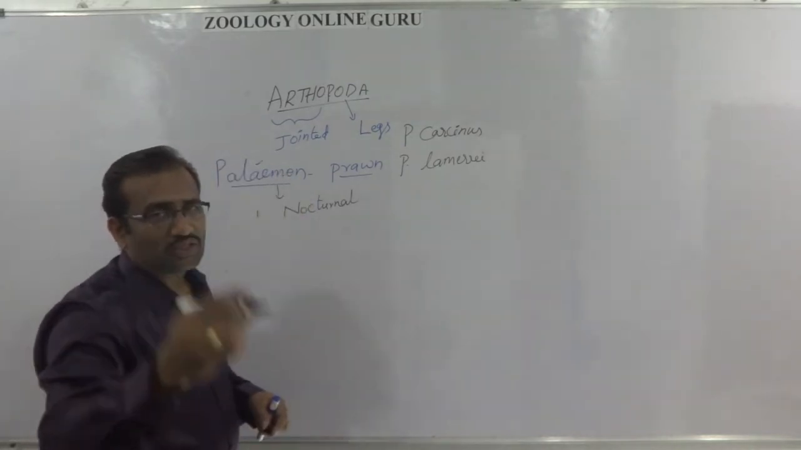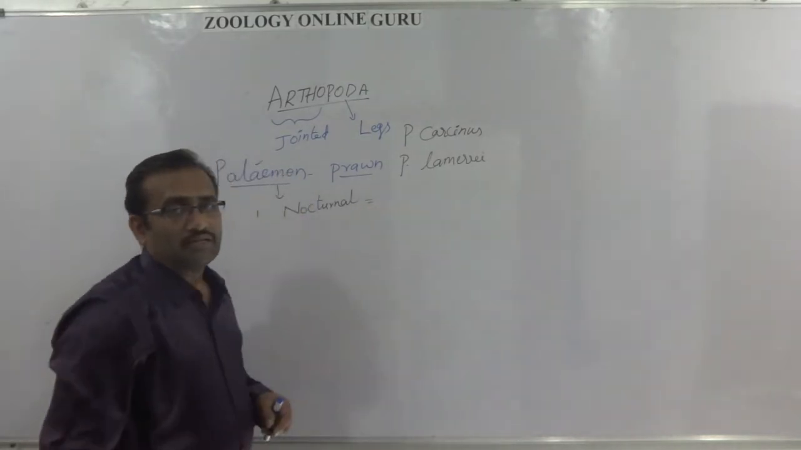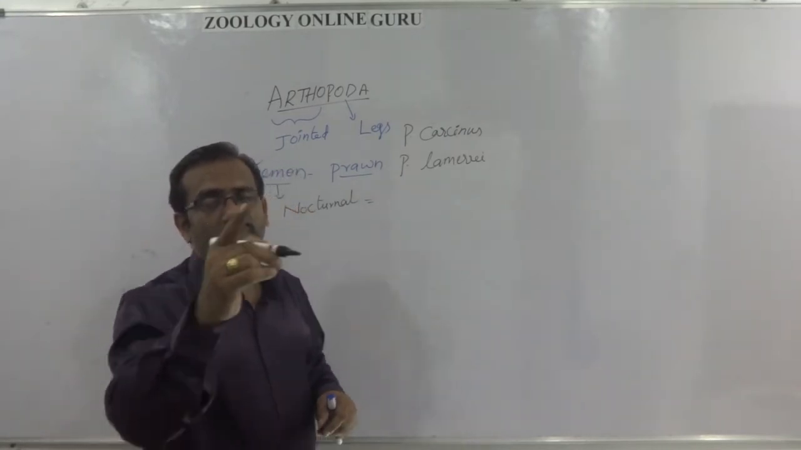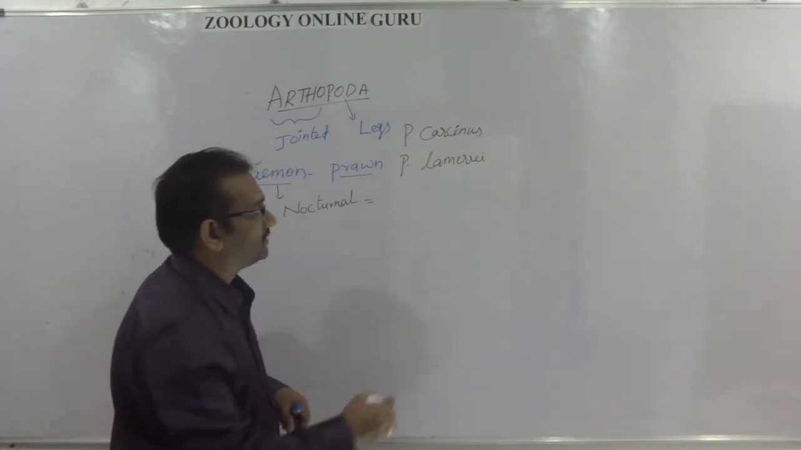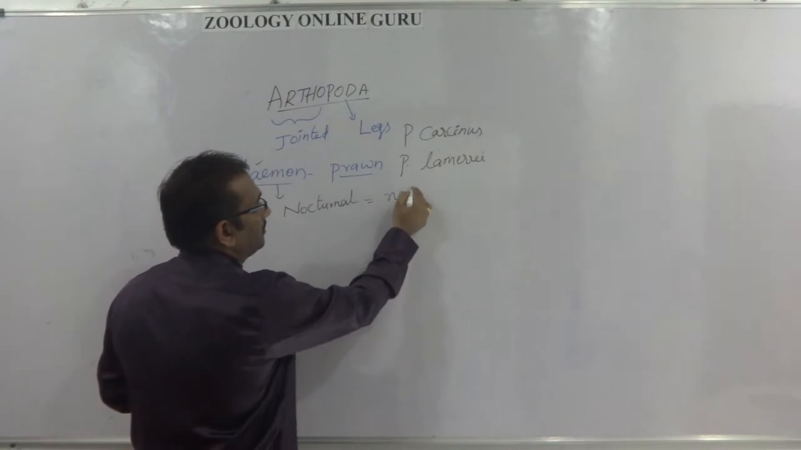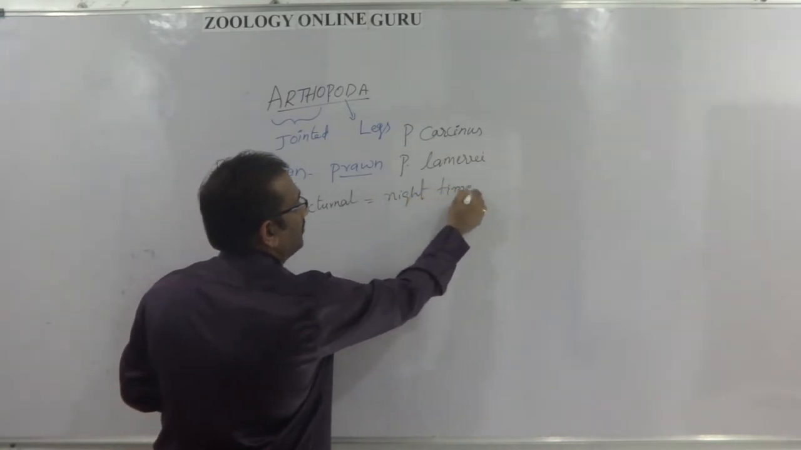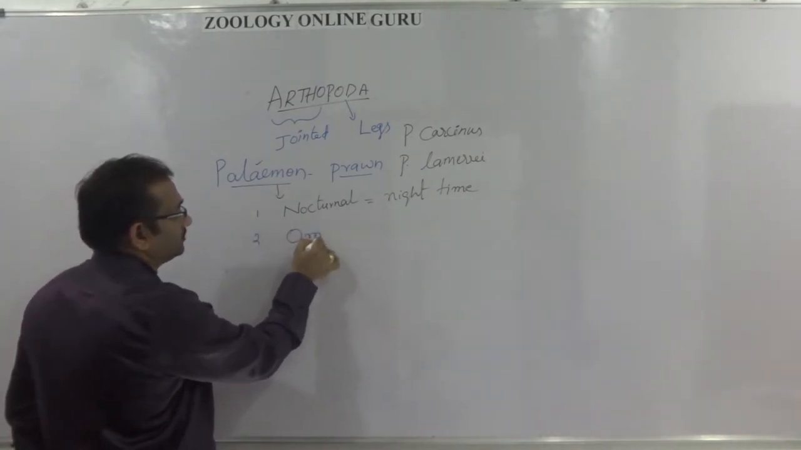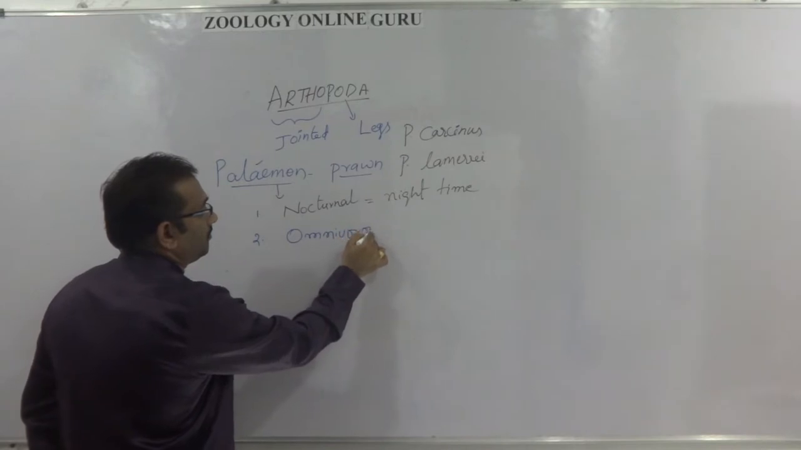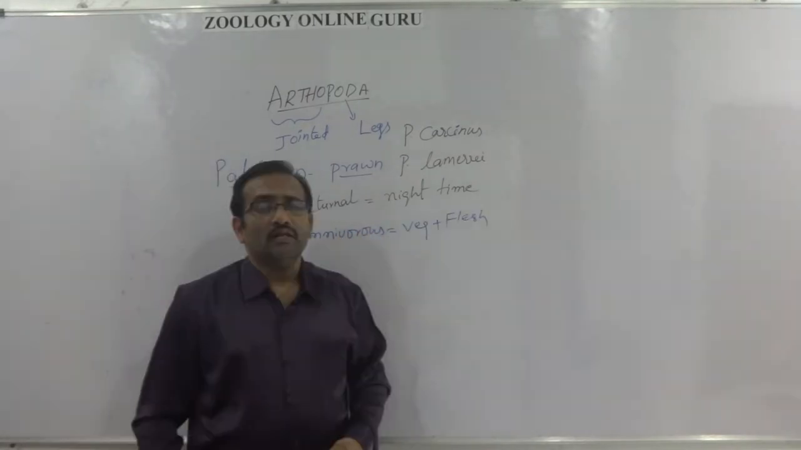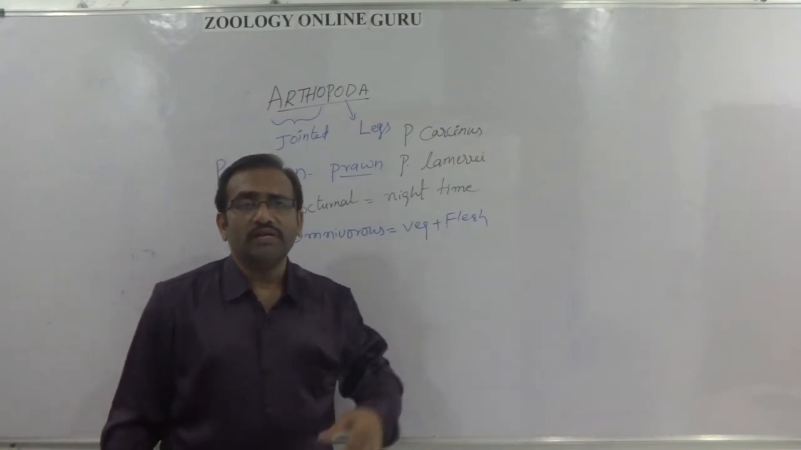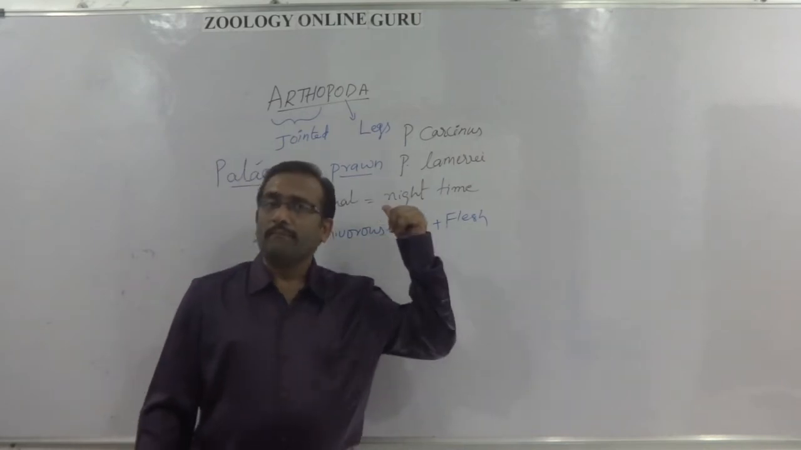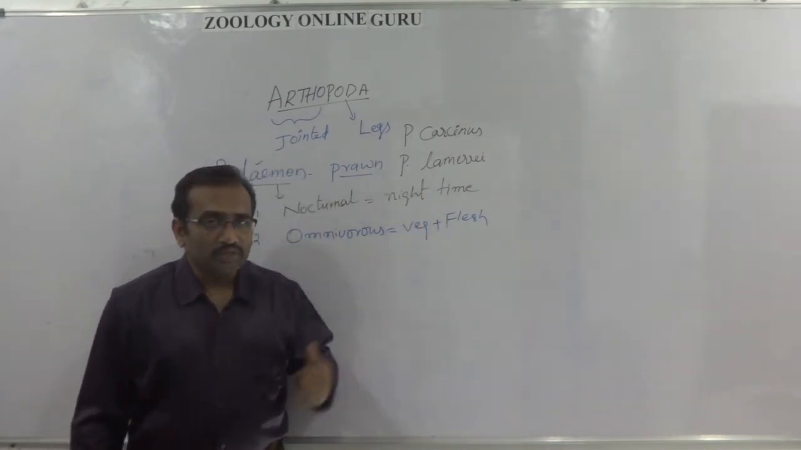Palaemon is a nocturnal animal. Nocturnal means the creatures that come out at night time for taking up food are called nocturnal animals. This is the Palaemon. It is omnivorous. The animal which can take any food material as food is called an omnivorous animal. Prawn, Palaemon, is also an omnivorous animal.